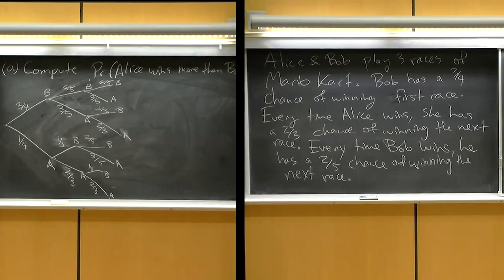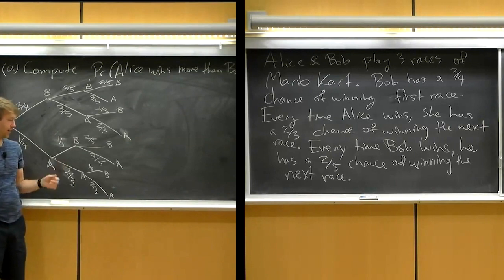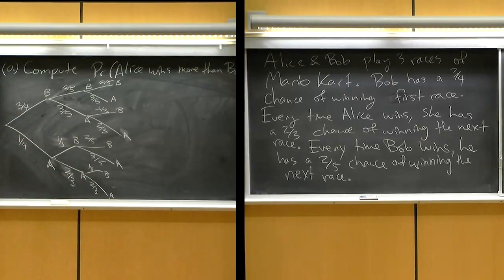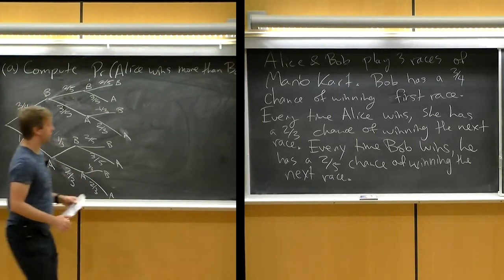But if you think through this and double check yourself, you can make sure this is all correct, right? For example, if I look at this A, this was Alice winning a race. It should be 1/3 to Bob, 2/3 to Alice after that, and so on, right? Okay.